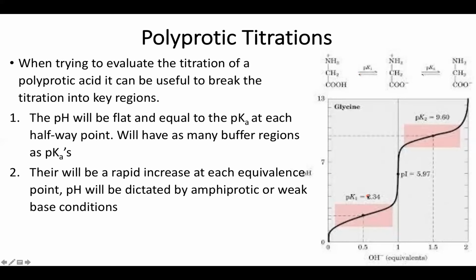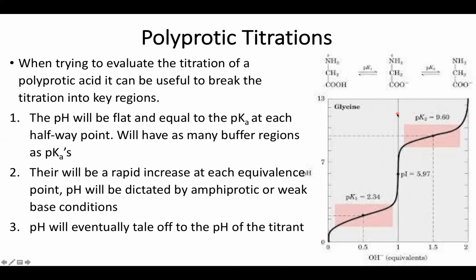In between these buffer regions, you reach these equivalence points. So these equivalence points are usually either dictated by an amphiprotic species, like our neutral glycine, or by a weak acid or base at the end of a titration, with, again, the pH eventually leveling off to the pH of the titrant. So if you have a 1 molar sodium hydroxide, it will end up approaching a pH of 14. If you have a 1 molar HCl, it will approach 0. If you have 0.1 molar sodium hydroxide, it will approach 13.